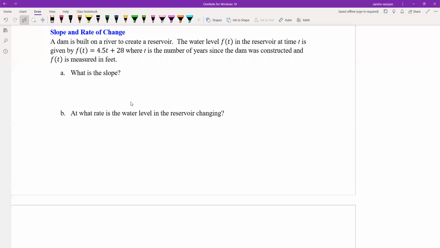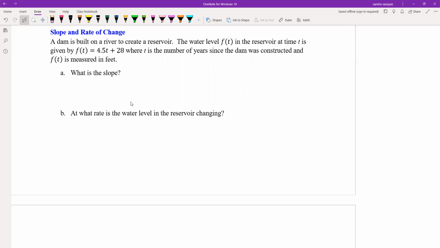Okay, I'm gonna move on to the slope and rate of change. A dam is built on a river to create a reservoir.